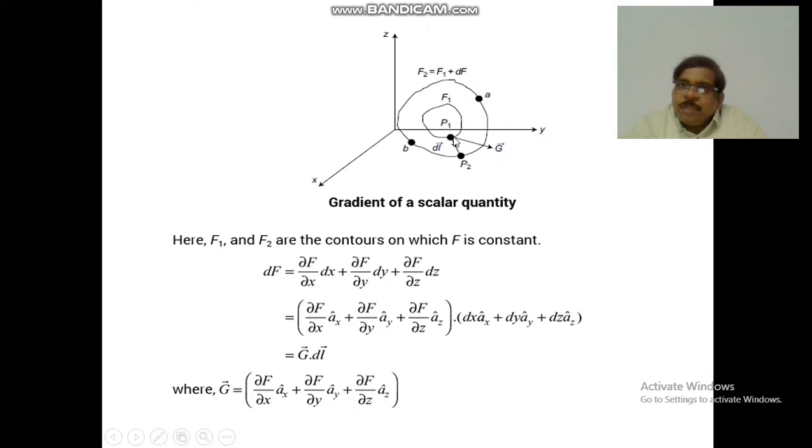For the distance between P1 and P2, F2 is equal to F1 plus dF. So F1 and F2 are on the contours on which F is constant. Therefore, dF is equal to dou F by dou x dx plus dou F by dou y dy plus dou F by dou z dz, which is represented as G bar dot dl bar. G bar is the vector acting between the points P1 and P2.